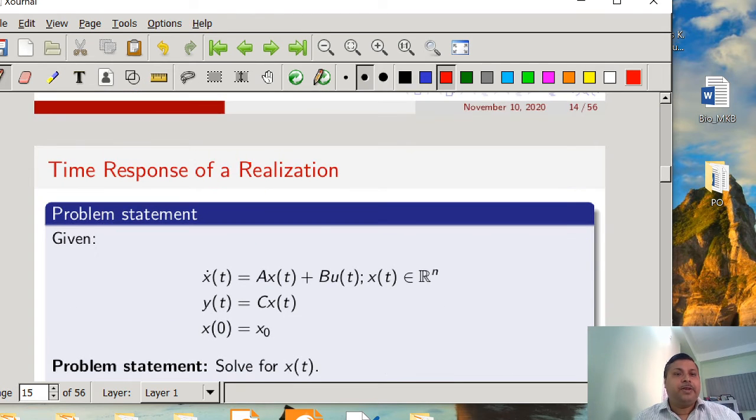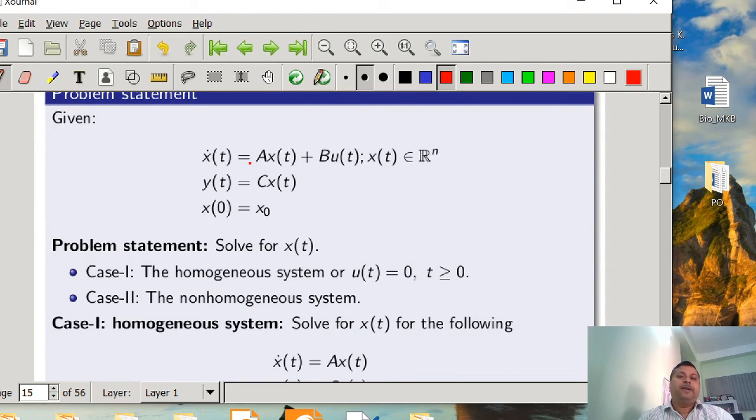So now we will again recall what our problem statement was. A linear time invariant system is given to you, that is x dot equal to Ax plus B into u(t), and y(t) equal to C into x(t), and the initial conditions are given, and you have to solve for x(t). That is the objective. Now we will discuss the solution of x(t) for two cases. First is the homogeneous case. For the homogeneous case we will assume that u is equal to 0, and for the non-homogeneous case we will not assume that u is equal to 0.